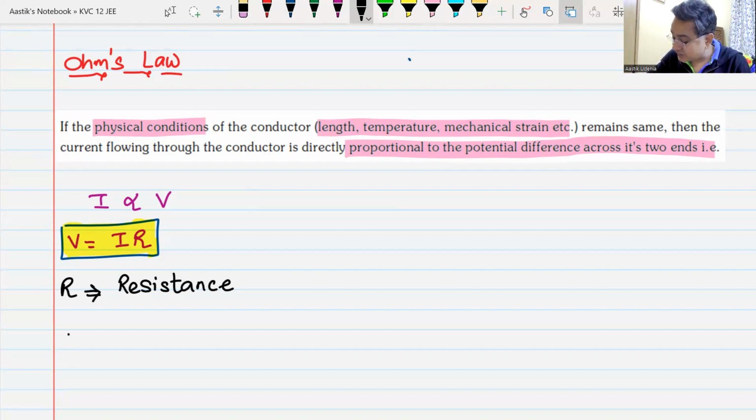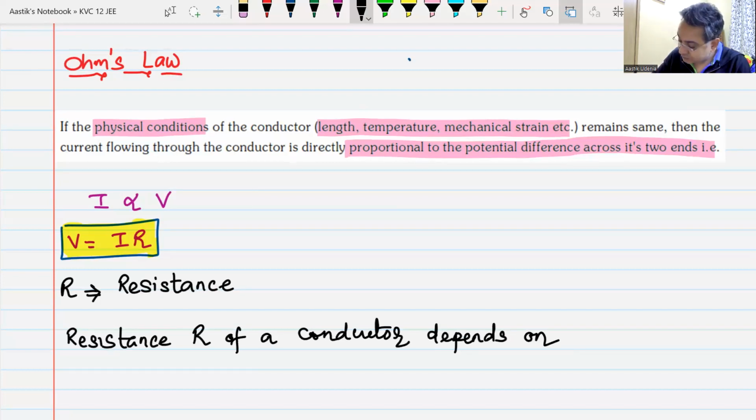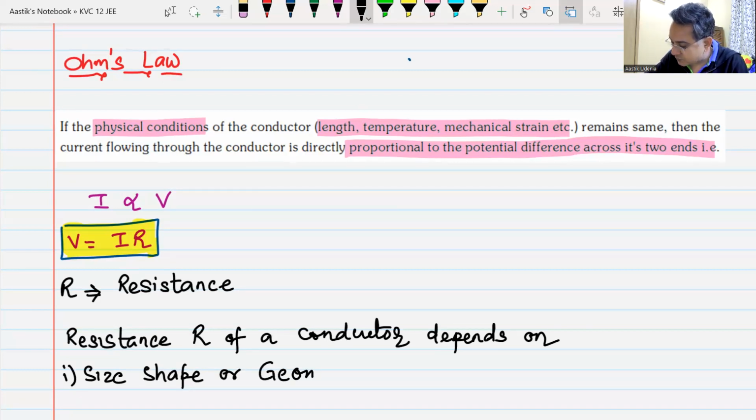Now, the resistance of the conductor depends on what? Tell me quickly. Number one, it depends on size, shape or geometry. When I say size, shape or geometry, I also mean the length and area and all those things.